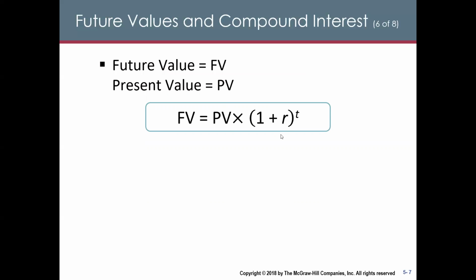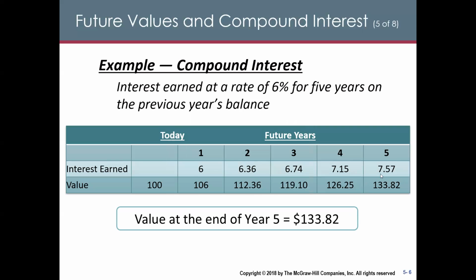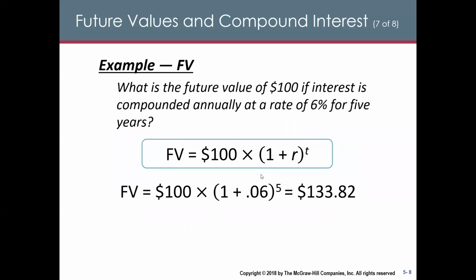Okay? So in the previous example, the initial investment, the present value, is $100. Interest rate R is 6%. t here is 5 years. So the future value is 100 times (1 plus 6%) to the fifth. And that gives you 133.82. And that's what we get. See here, at the end of the year 5, the total value of the investment, and that's the future value.